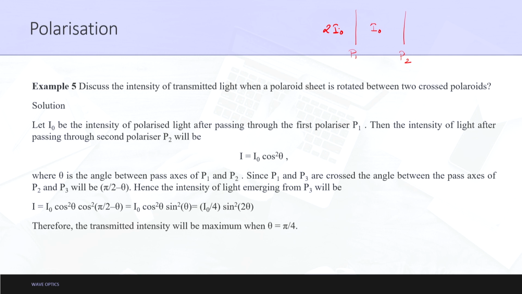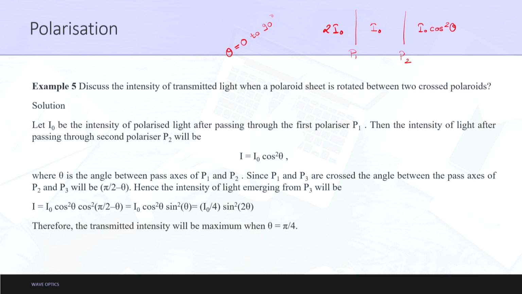Okay, then the intensity of light after passing the second Polaroid will be a function of theta, which will be equal to I naught cos square theta, where theta is the angle between the pass axis of P1 and P2. As you can see, quite evident that the value of theta can vary between 0 to 90 degrees. We know that for cos 0 it is 1 and for cos 90 it will be 0. Where theta is the angle between pass axis of P1 and P2.